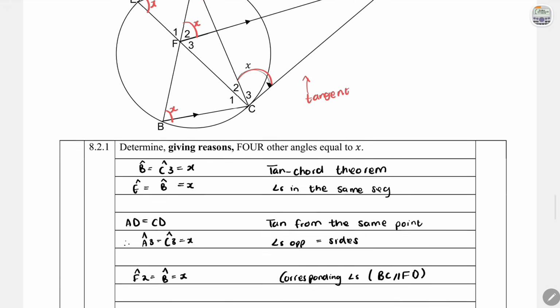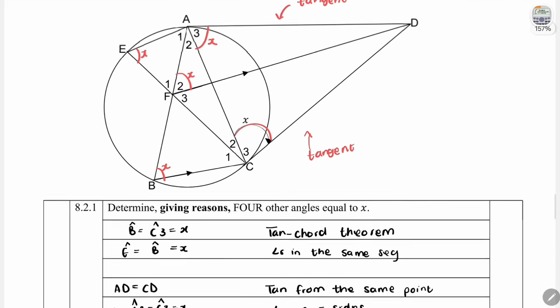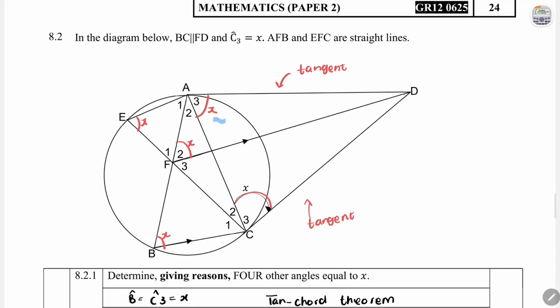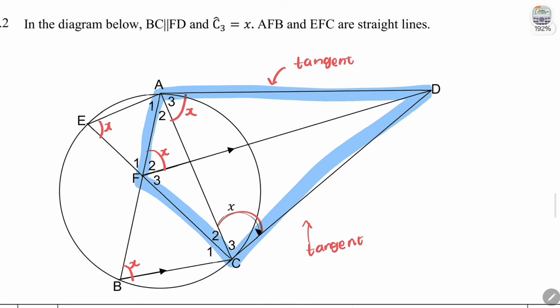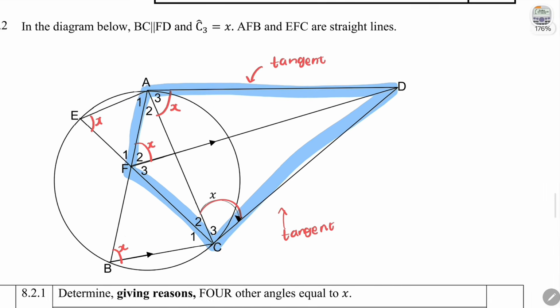Okay, moving on to the next question. The next question, 8.2.2, says: prove that AFCD is a cyclic quadrilateral. Okay, let's look at AFCD. How do we prove that this is a cyclic quadrilateral?